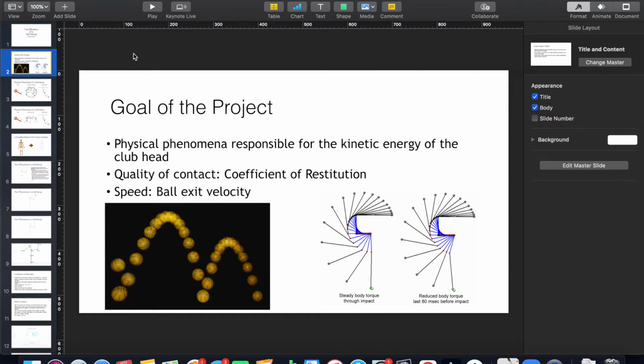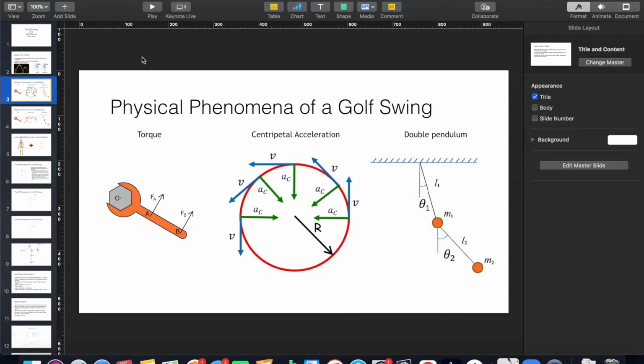The goal of this project is to first describe physical phenomena responsible for the kinetic energy of the club head in qualitative terms, and then quantify two products of the swing itself. First, quality of contact, which will be given by the coefficient of restitution, and speed, which will be given by the ball exit velocity.